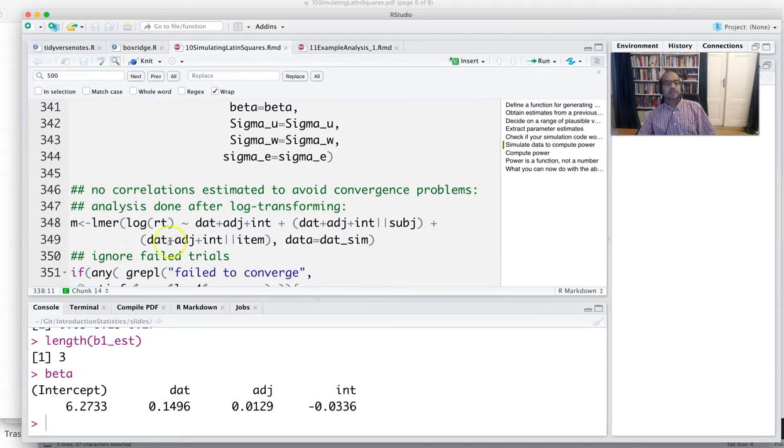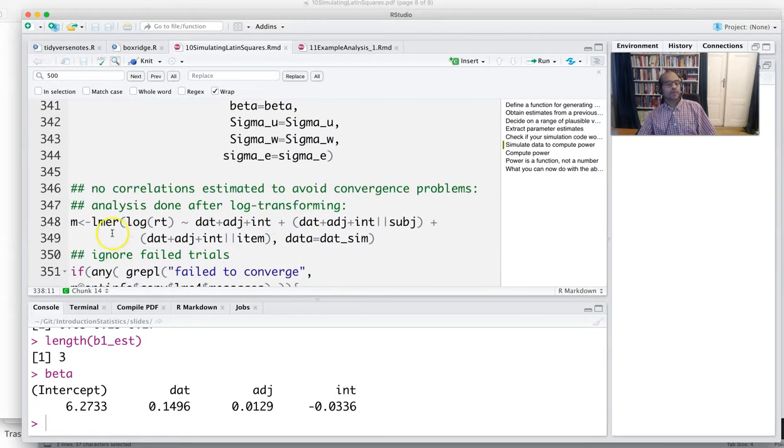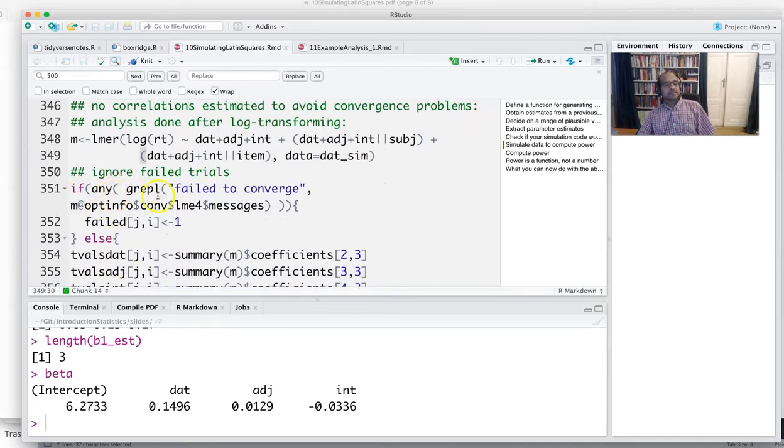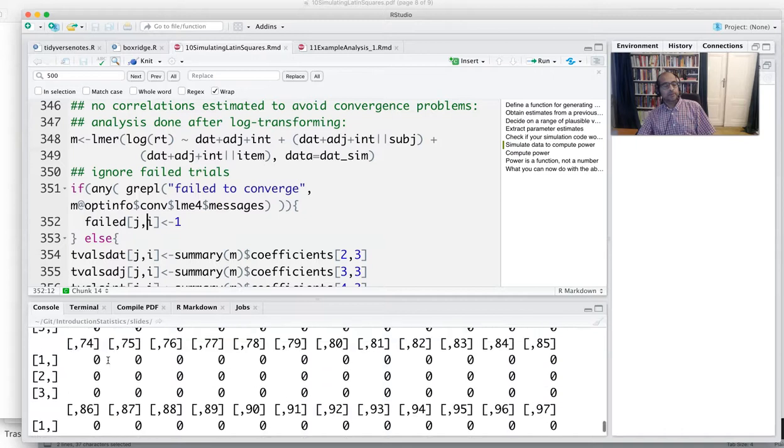Once I've simulated the data, I'm going to run a linear mixed model with no correlations, because I want to minimize my convergence problems, on log reading time. And then, if I get a message that says we failed to converge, that's what I'm looking for here. This says if you see anything that says fail to converge in the messages, then go to the jth row and the ith column of the failed matrix. Remember the failed matrix, this one here.